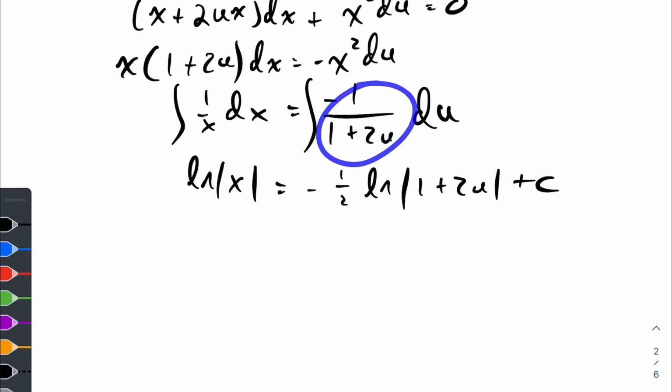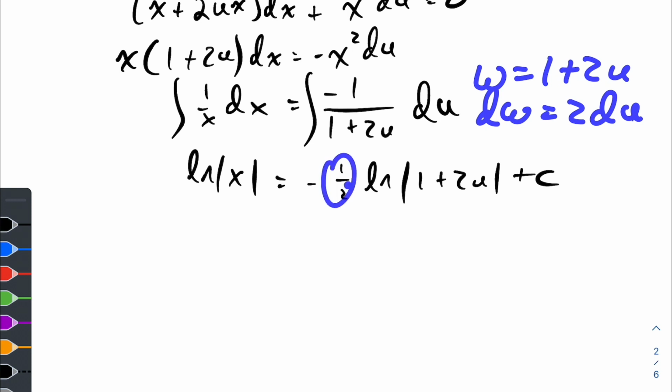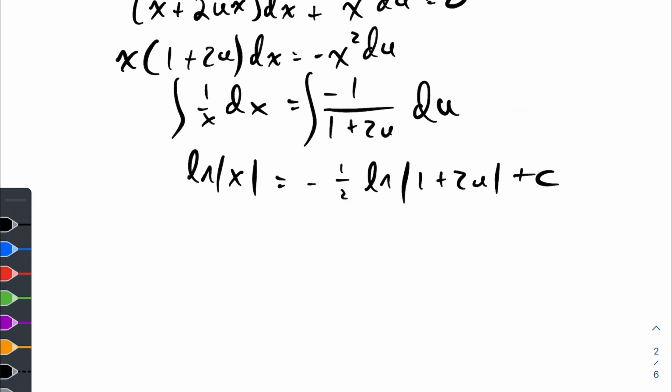You could also do this integral just using another substitution, like set w equal to 1 plus 2u, and then dw would be 2 du, divide through by a 2. That would be where that half comes from. Anyway, enough of that. Let's see, what should I do?